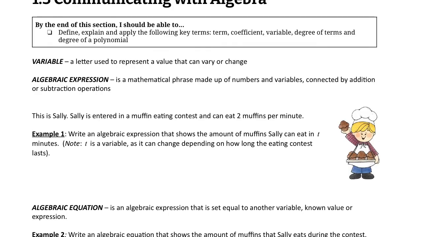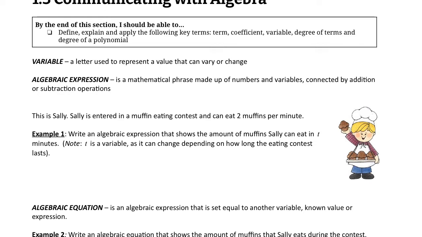In this lesson, we will be looking at defining, explaining, and applying key terms that are associated with algebra, including term, coefficient, variable, degree of terms, and degree of a polynomial. So as I mentioned, algebra is used to solve for a value or a quantity that is unknown. And in order to represent this unknown quantity, we use something called a variable. A variable is a letter used to represent a value that can vary or change.